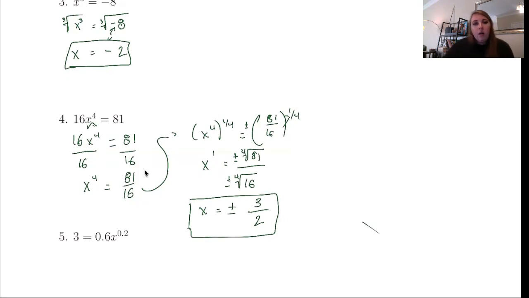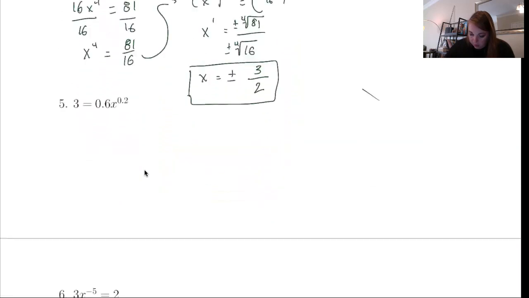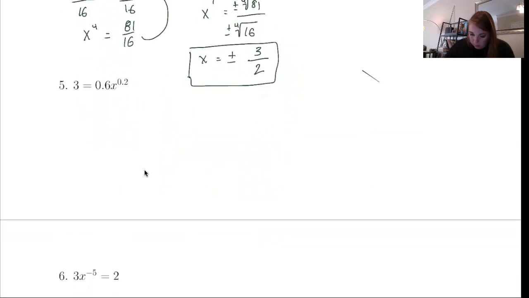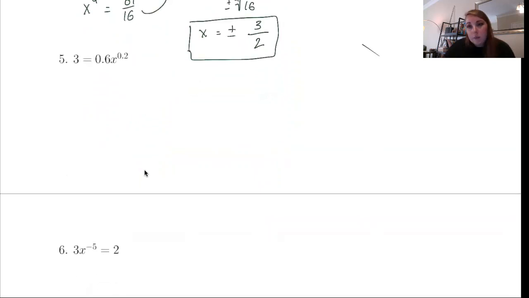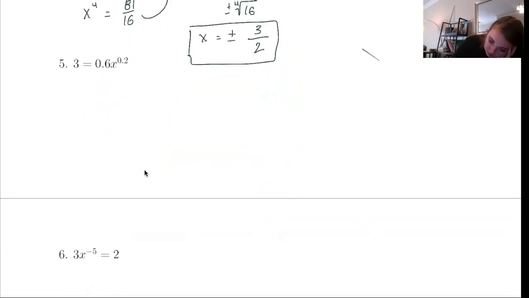So now we're going to talk about dealing with slightly different power equations, okay? So now I have these decimals. I have made the assumption that you can convert up to one decimal place to a fraction. And I think that is a very fair assumption.